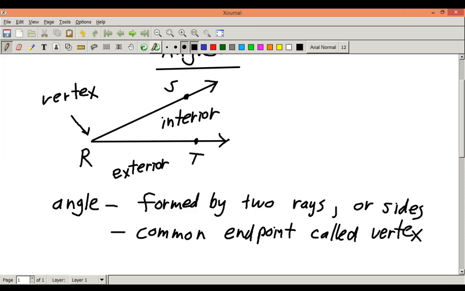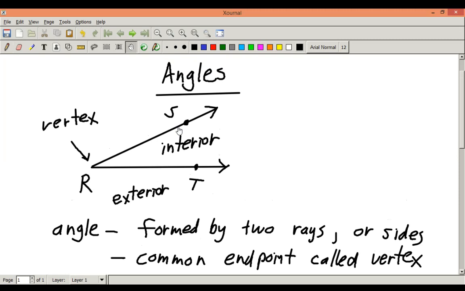Okay, ways to name that angle. There's different ways. We could simply name it by its vertex and say that's angle R. You could use 3 letters as long as the vertex is the middle letter. So we could say this is angle SRT. Again, the vertex has to be the middle letter. And you could also say angle TRS. Notice I put that little angle symbol in front of the 3 letters, angle TRS there.